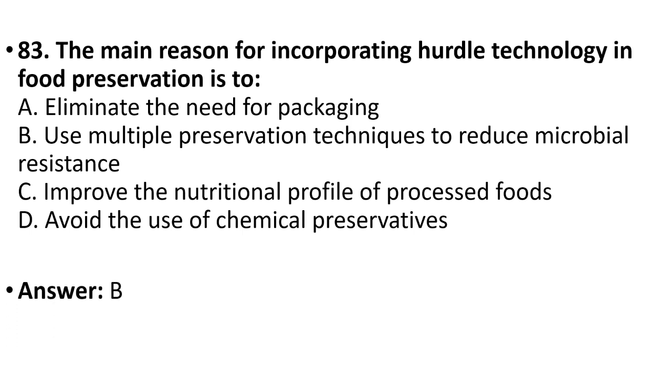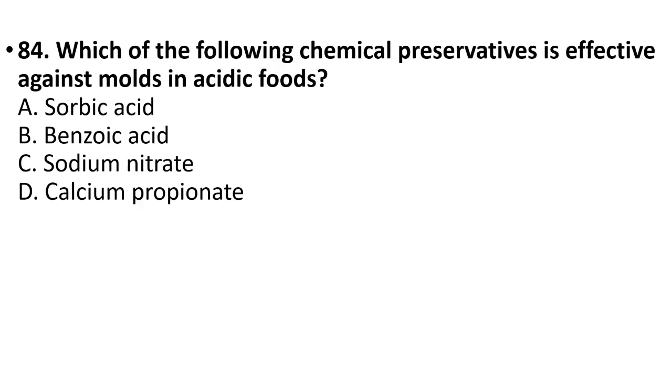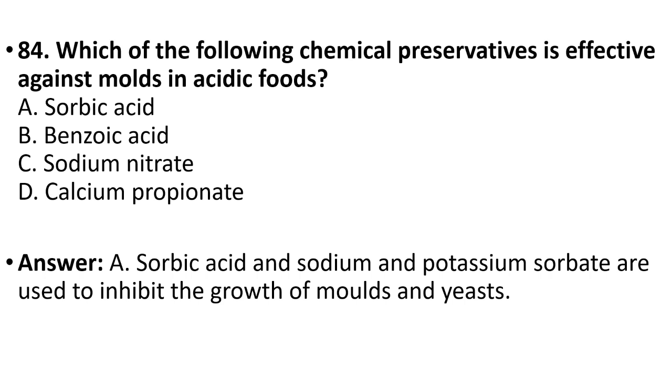Here answer is option B, use multiple preservation techniques to reduce microbial resistance. 84. Which of the following chemical preservative is effective against molds in acidic foods? Sorbic acid, benzoic acid, sodium nitrate, calcium propionate. Here answer is option A, sorbic acid. Sorbic acid and sodium and potassium sorbate are used to inhibit the growth of molds and yeasts.